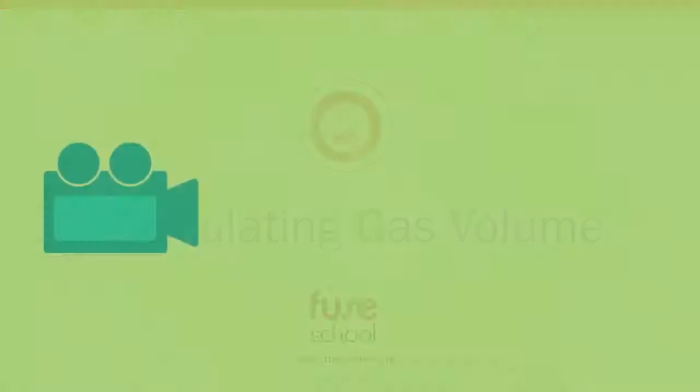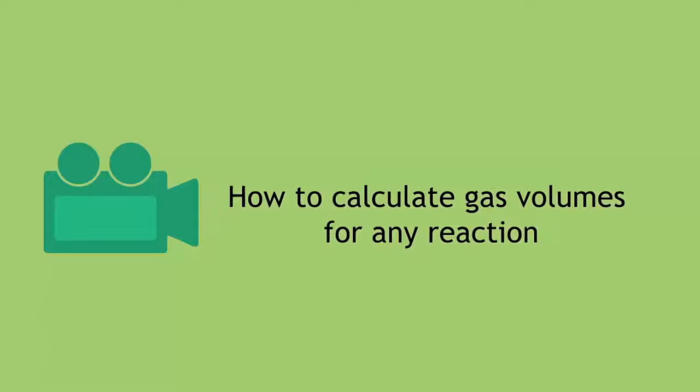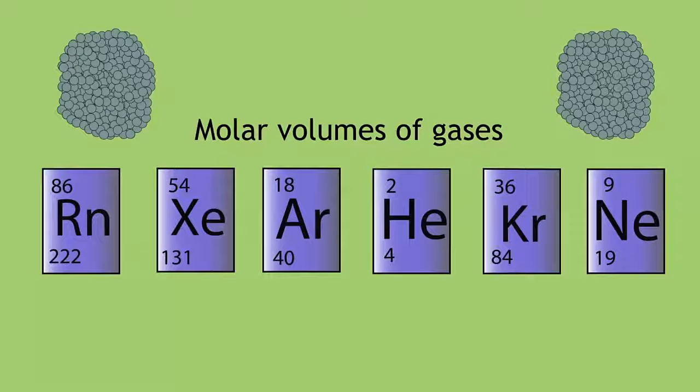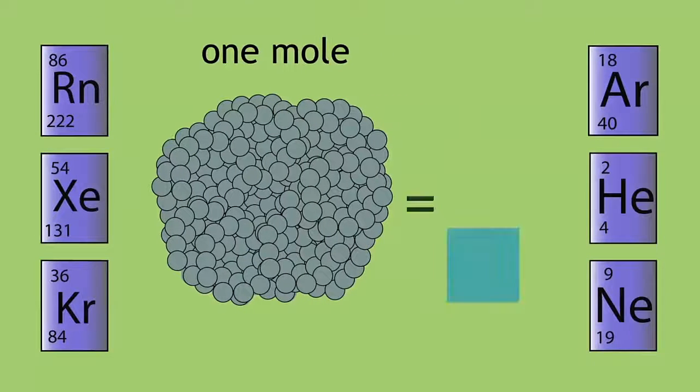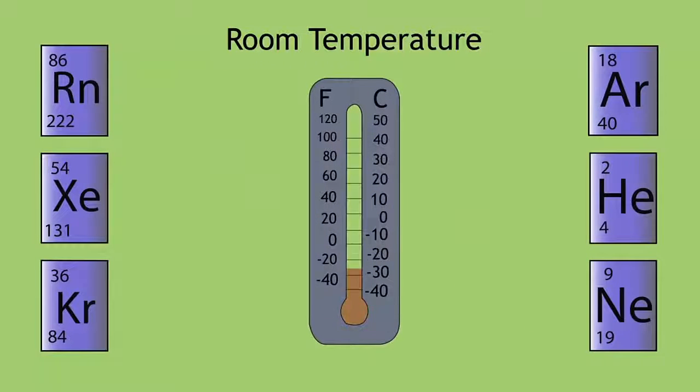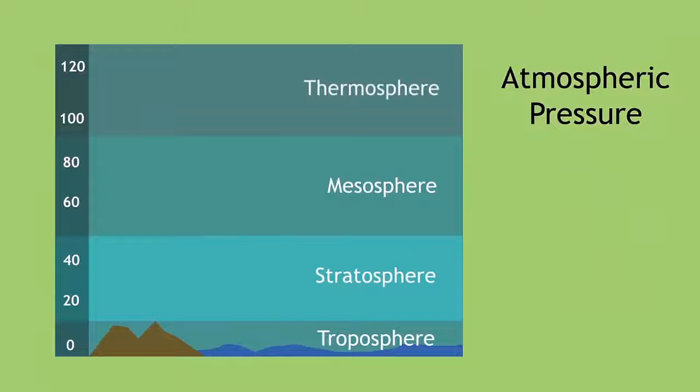In this video, we're going to learn how to calculate gas volumes for any reaction. In my previous video, molar volumes of gases, you found out that 1 mole of any gas occupies 24 litres per mole. This is the same for all gases at room temperature and atmospheric pressure.